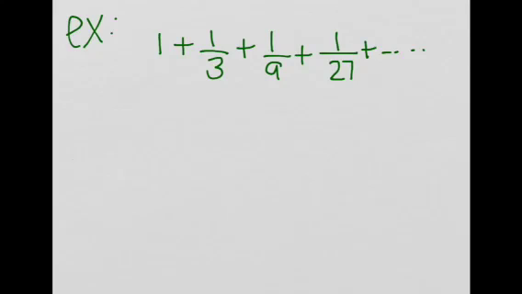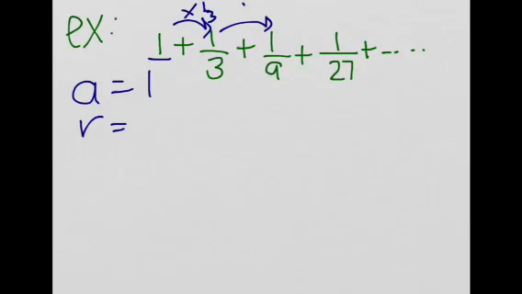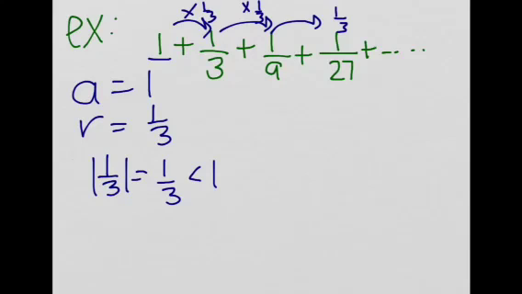So we have 1 plus 1/3 plus 1/9 plus 1/27 all the way to infinity. Okay? So let's try to find a, which we know is 1. It's just the first term. And r, well, as you see here, we're multiplying by 1/3 each and every time. So r is equal to 1/3. So if we plug in, we know that the absolute value of 1/3, which is equal to 1/3, is less than 1. Okay, so we're good.